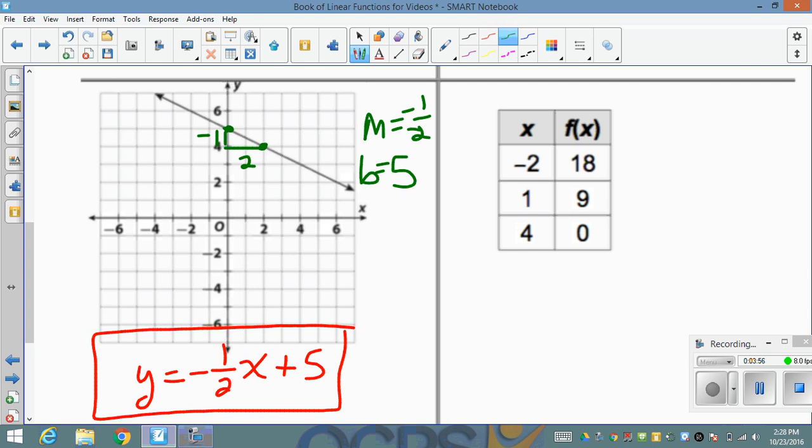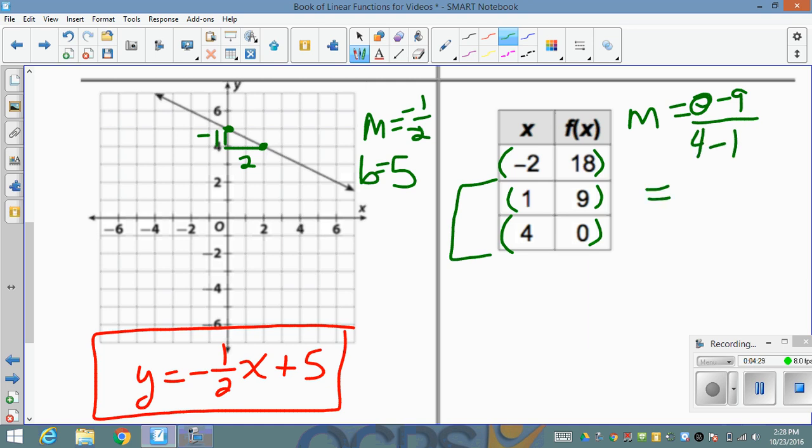My final example here, I have a table of values. Now again, don't let the table of values confuse you. This is just giving us 3 points: (-2, 18), (1, 9), and (4, 0). I can choose any 2 points to find my slope. I'm going to use these 2 here because then I don't have to deal with negatives. So I'm going to go y2 minus y1, so 0 minus 9, over 4 minus 1. That's my x2 minus x1. So I get -9 over 3, which is -3.